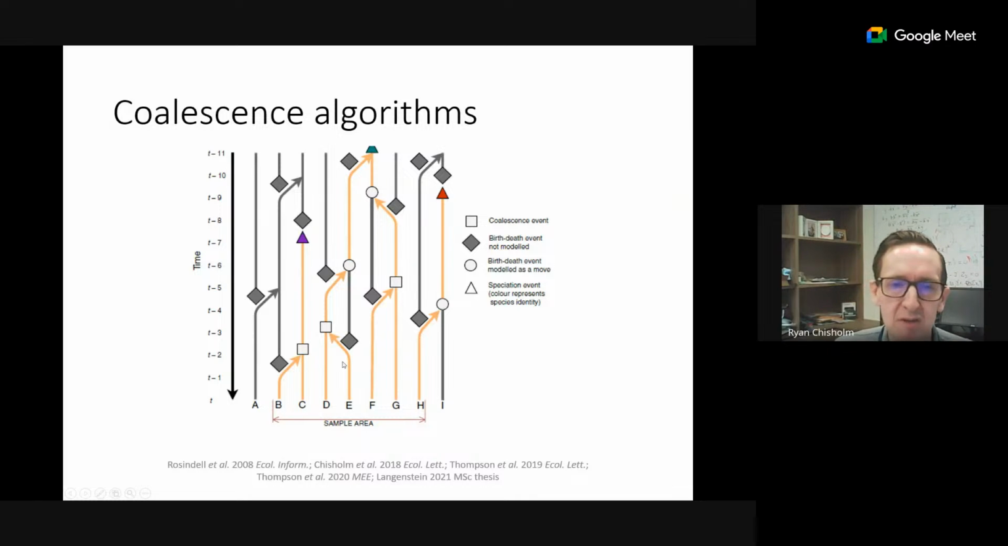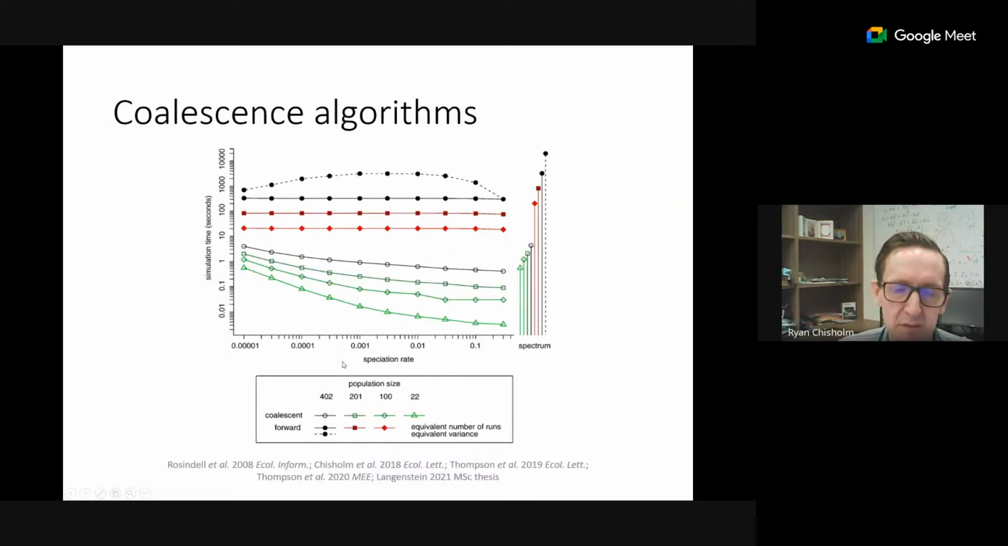And these are extremely efficient. This was James's paper from 2008. The naive forward-in-time simulations are up the top here. The coalescent simulations are in green down the bottom here. And they're orders of magnitude faster. This is simulation time in seconds on a log scale. So they're much, much faster.